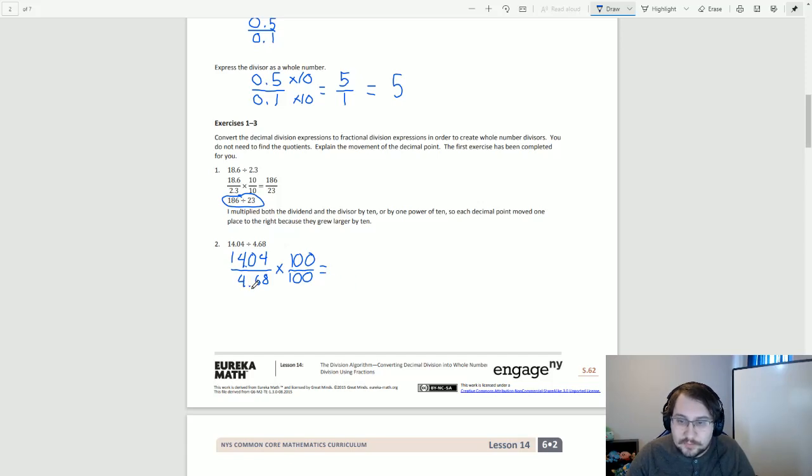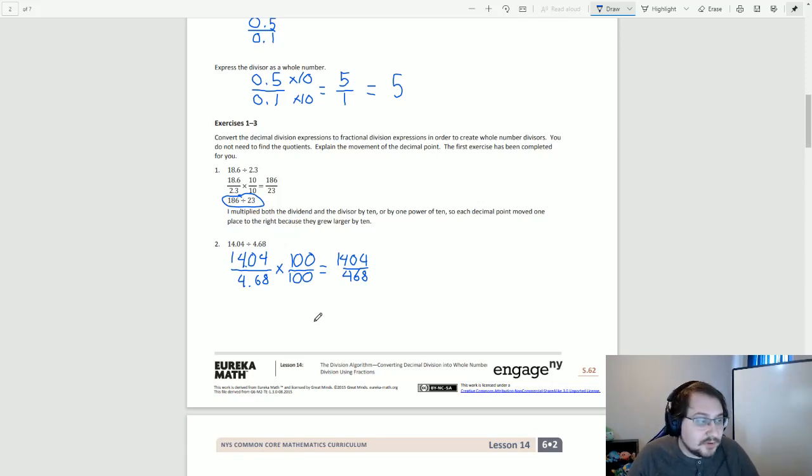So, moving this over 2 decimal places, I end up with 468 on the bottom. And I can do the same on the top. If I move my decimal place over twice, I have 1,404. I wrote it correctly, said it incorrectly.